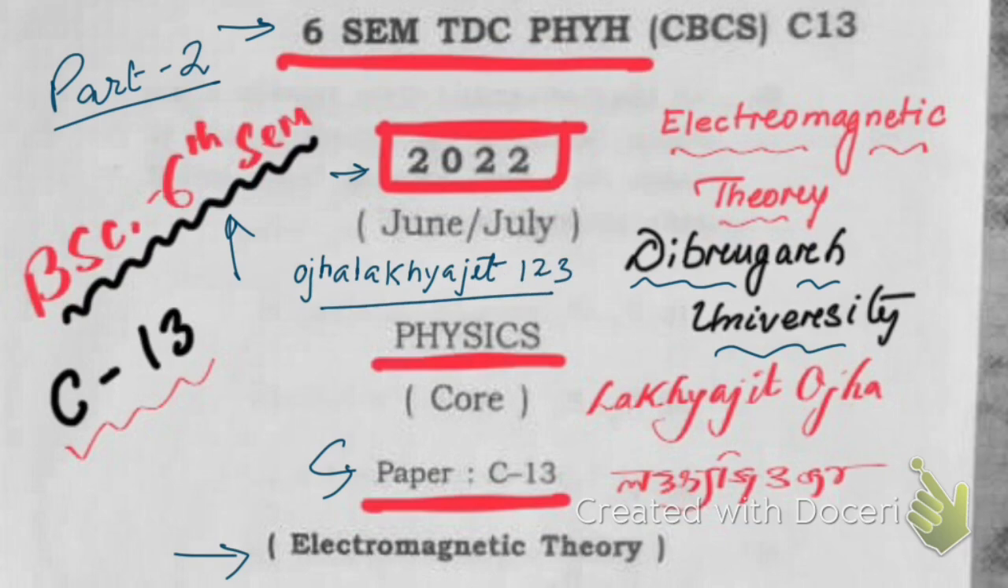So now let's start. Here is question 3A. We have two questions only, 3A and B. In A there is an 'or', so 3 questions in total. State and prove Poynting theorem, related to the flow of energy at a point in space in an electromagnetic field. What is the physical significance of the Poynting vector?